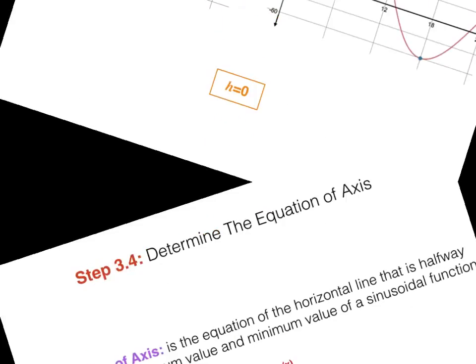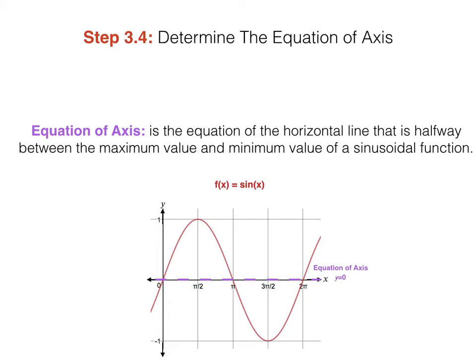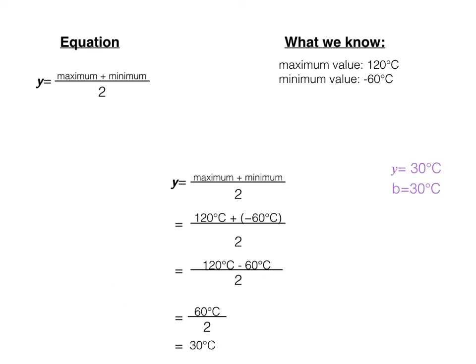Step 3.4. Determine the equation of axis. The equation of axis is the equation of the horizontal line that is halfway between the maximum value and minimum value of a sinusoidal function. We can determine the equation of axis using the following equation. Y equals maximum plus minimum divided by 2.